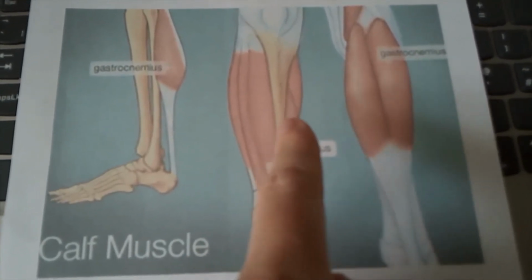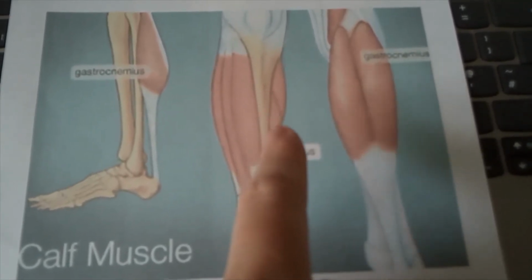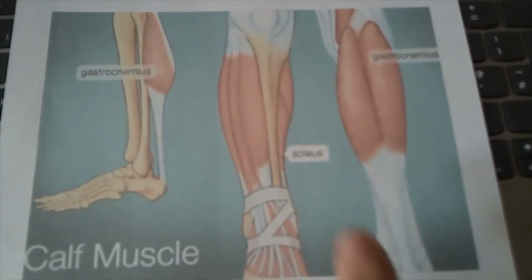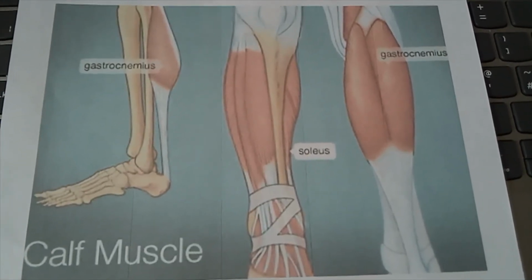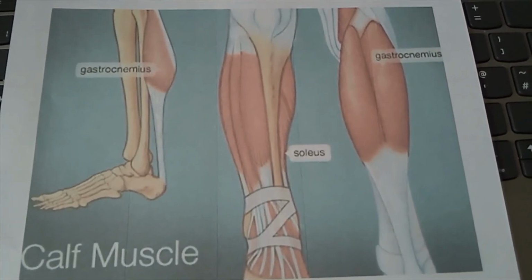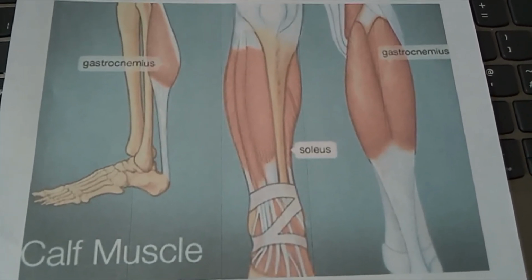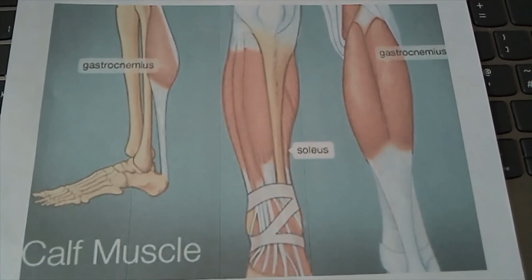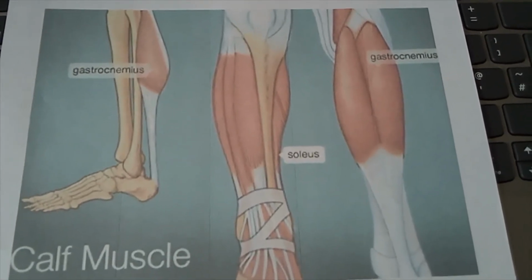Now, the other muscle, which lies deeper and is mostly covered by the gastrocnemius, is the soleus muscle. Now, the soleus also plantar flexes the ankle, but it has slow twitch type 1 fibres, which are more resistant to fatigue, and so this muscle is used in a lot of endurance sports such as running.